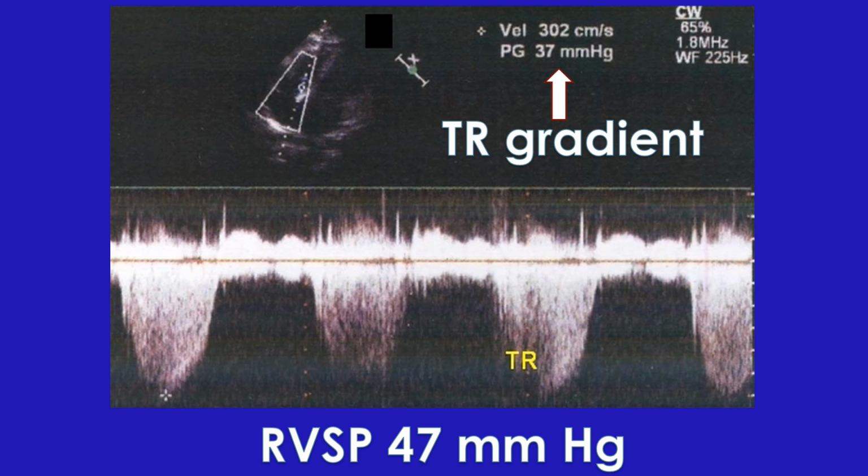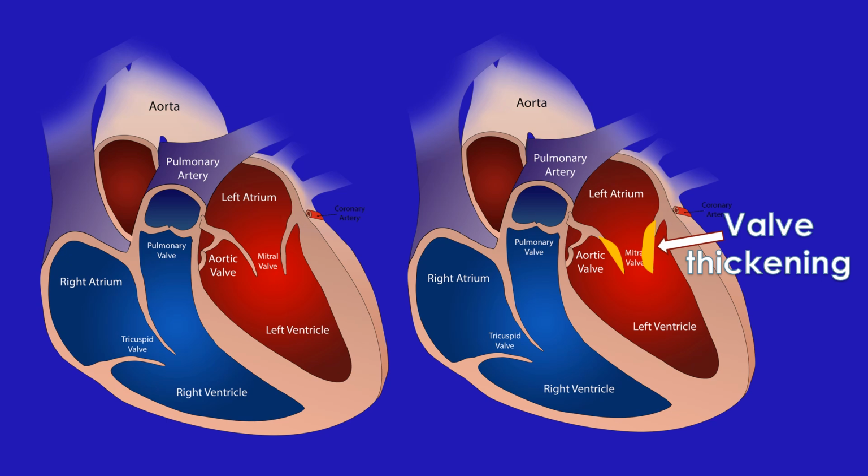Thickening and distortion of valve leaflets is common in diseased valves and may be noted on echo reports. Sometimes the number of leaflets may be abnormal. For example, the aortic valve usually has 3 leaflets. If it has only 2 leaflets by birth, it is called bicuspid aortic valve.